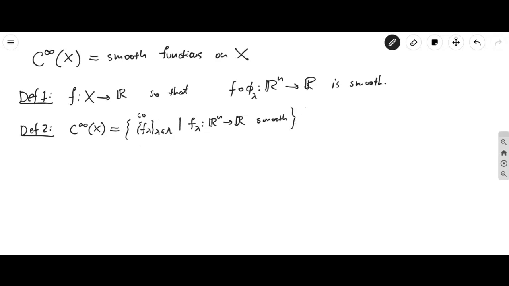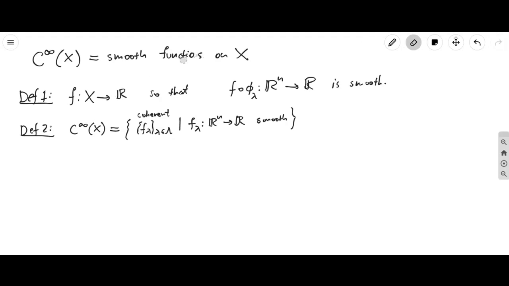And you would just say that these are coherent. This is a coherent family. So it is a coherent family of functions. The functions are defined on the charts only, but it's a coherent family. So coherent would mean that, well, I'm not going to write out what that means again. So you have two definitions. You can define smooth functions like this, or you can define smooth functions like that.